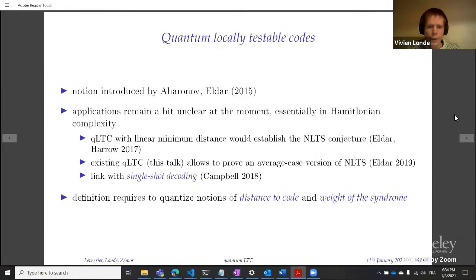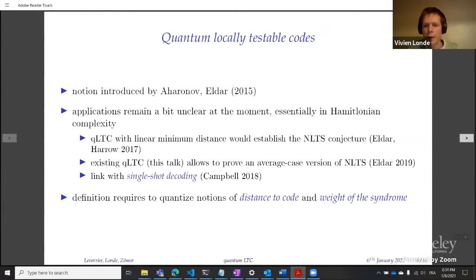So let me now talk more specifically about quantum locally testable codes. The connection with complexity theory is not as clear as in the classical case, but there are some hints of some links with Hamiltonian complexity. And also it has some links, as I was saying before, with good decoders and among others with single shot decoding.